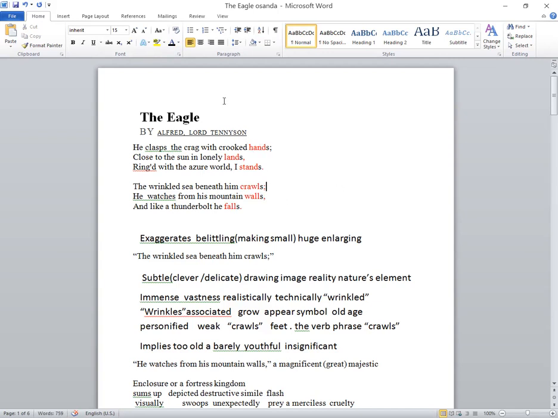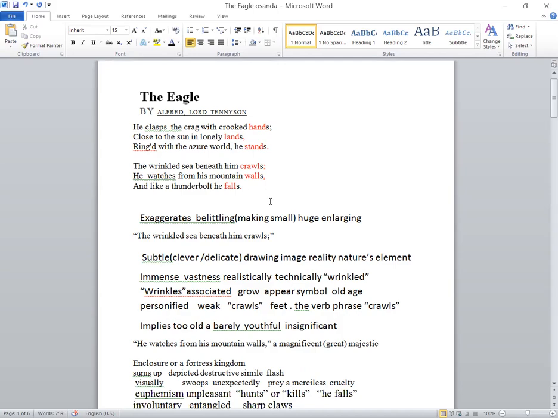Now let's read the poem loudly. He clutched the crag with crooked hands, close to the sun in lonely lands. Ring with the azure world he stands. The wrinkled sea beneath him crawls. He watches from his mountain walls, and like a thunderbolt he falls. Right.